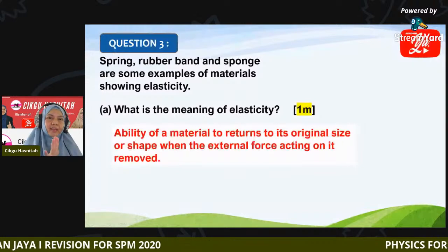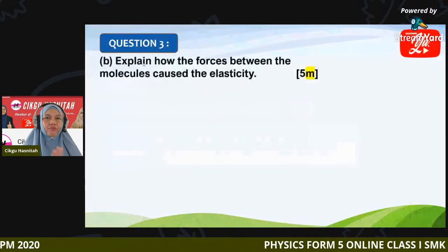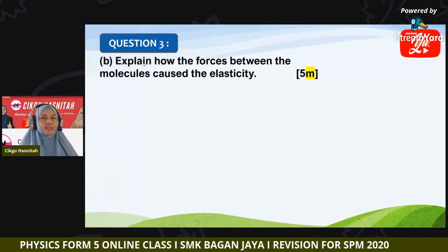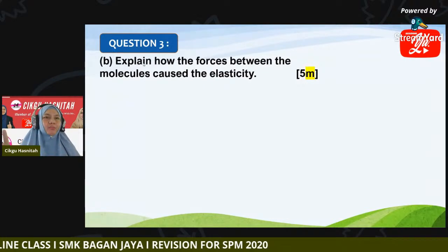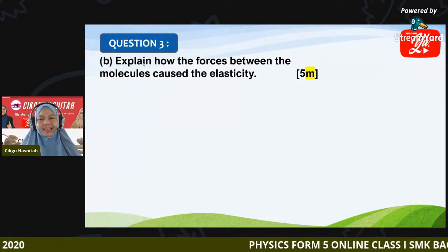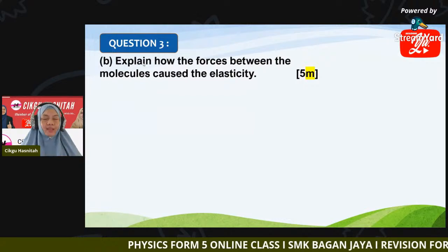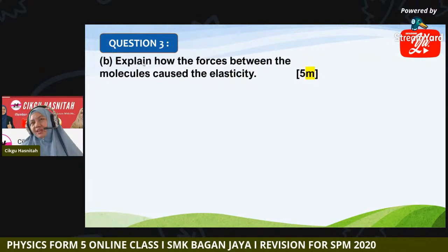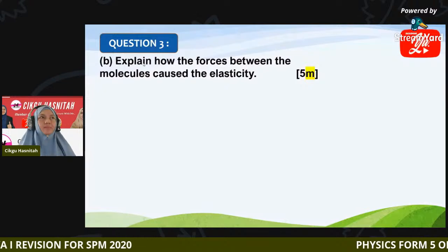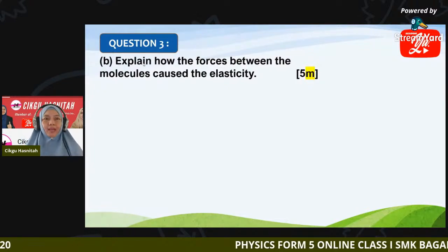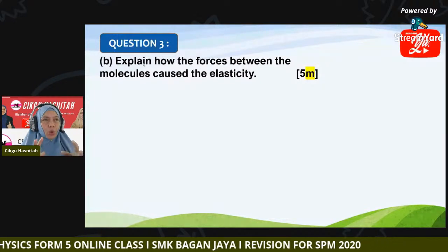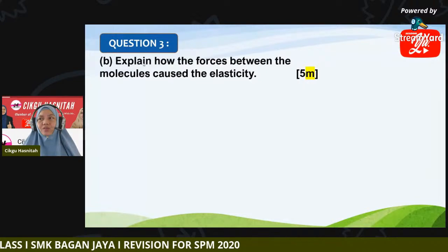This is a long explanation. Explain how forces between the molecules cause elasticity. What happened to the molecules of an object which can cause the object to become an elastic material? So how to explain this? Actually, you can find the explanation in your module form 4 for this chapter, elasticity. I give you an example of a spring molecule. What happened inside the spring molecule when the spring is compressed or stretched?